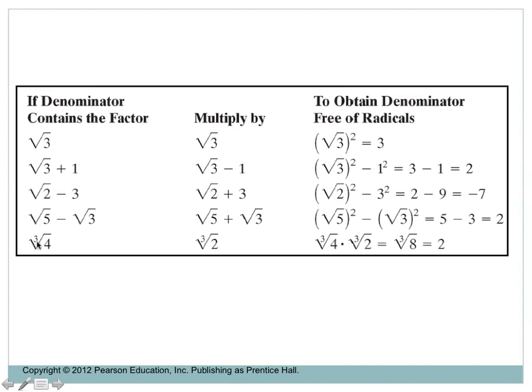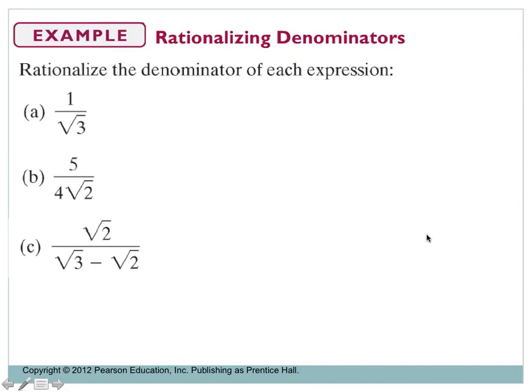And then right here, if you have cube root of 4, what you need to do is make it so that you have a nice cube root underneath. So you have to figure out 4 times what gives me a perfect cube. And 8 is a perfect cube, so we know that 4 times 2 should give you that perfect cube. So let's go ahead and rationalize the denominators of each of these.